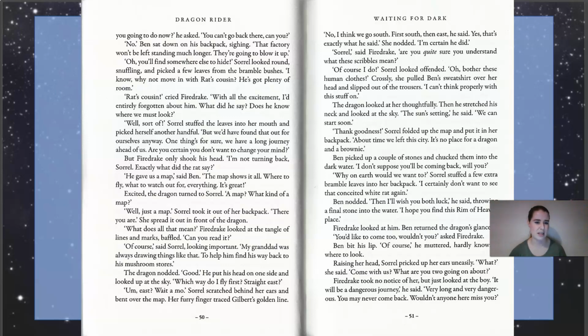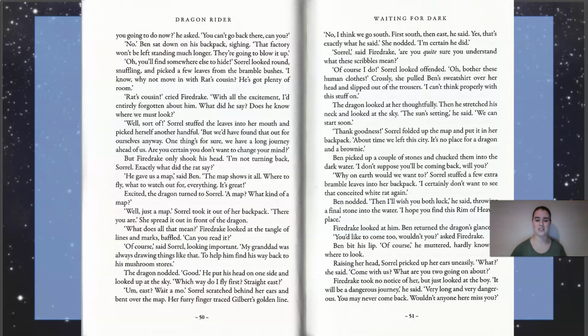"Exactly what did the rat say?" "He gave us a map," said Ben. "The map shows it all, where to fly, what to watch out for, everything. It's great." Excited, the dragon turned to Sorrel. "A map? What kind of map?" "Well, just a map." Sorrel took it out of her backpack. "There you are." She spread it out in front of the dragon. "What does it all mean?" Firedrake looked at the tangle of lines and marks, baffled. "Can you read it?" So he was a bit confused. Baffle means to be a bit confused and unsure about something.